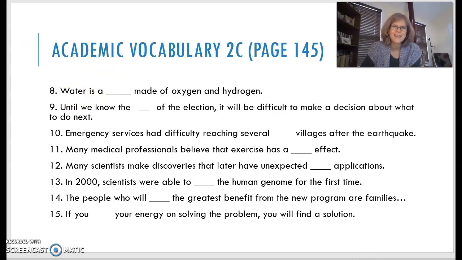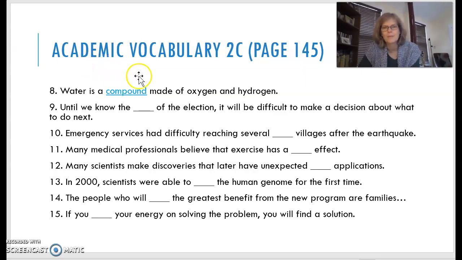Number 8 starts, water is a blank. I know that I need a noun here. After the word I'm going to use a noun, something made of hydrogen, oxygen, and hydrogen. What would be a good noun to describe something made of 2 things? Hopefully you chose the word compound. A compound bringing together these 2 elements.